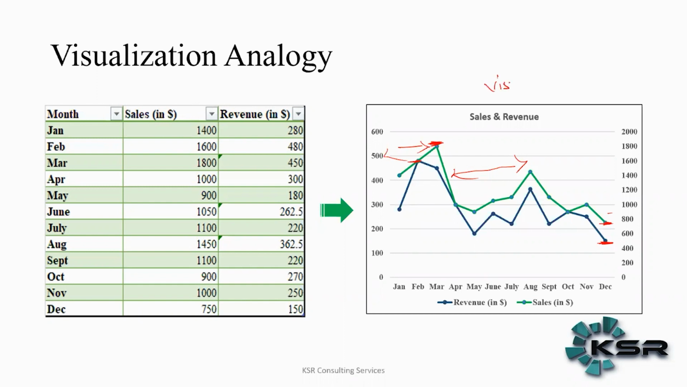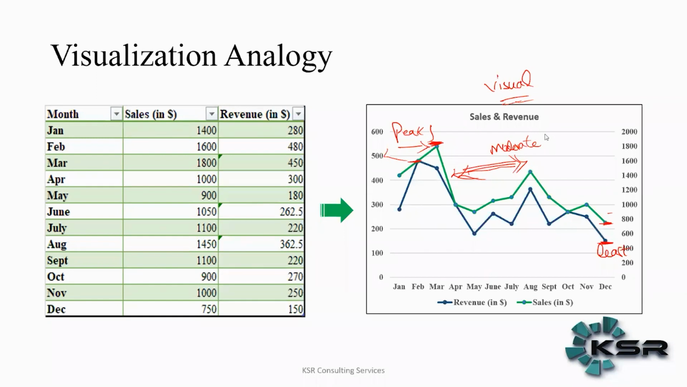This is the visual which you are seeing. From this, you can tell which month it is at peak, which month it is at least, which month it is stable. A lot of insights you get about your business through these visuals, right? Okay, this is one example, a small table.